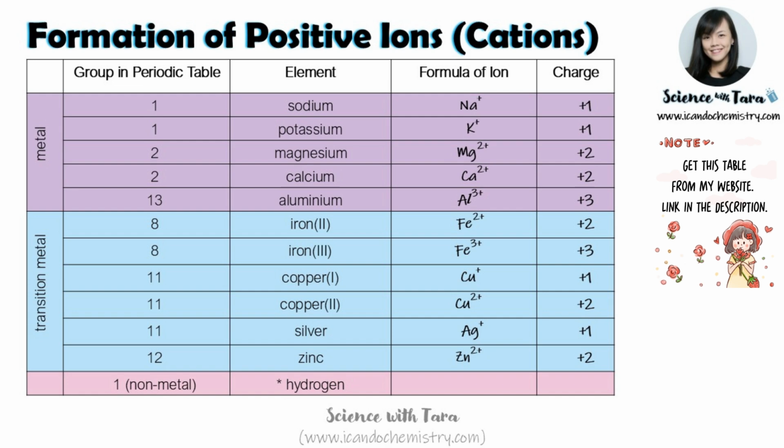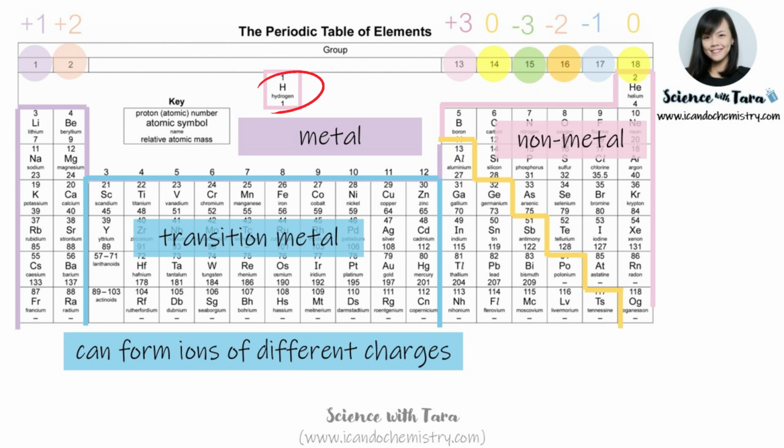One ion worth noting is the hydrogen ion, H+. Hydrogen is special. Even though it's a non-metal, it can still form a positive ion, H+. Most other non-metals form negative ions by gaining electrons.